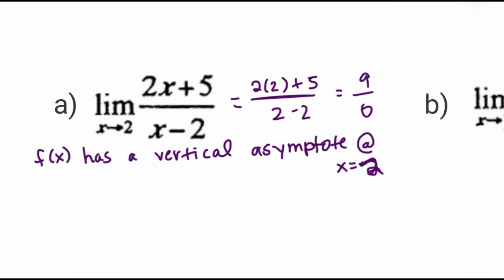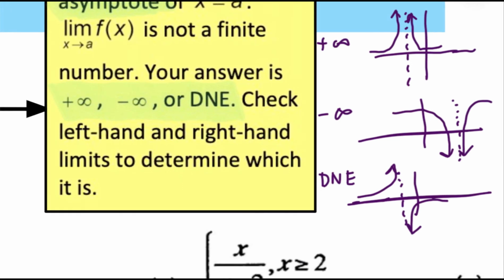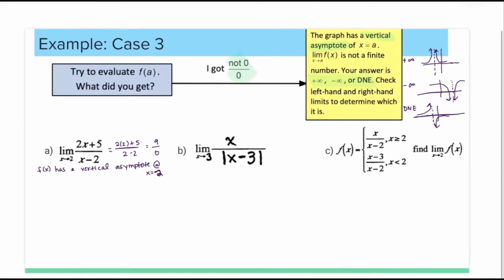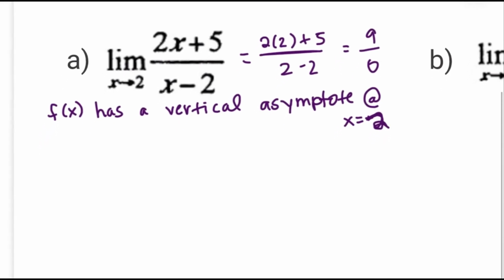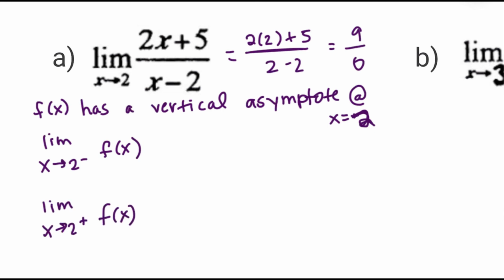So I need to determine at my asymptote, are the graphs both going up, are they both going down, or are they going in different directions? So that means I need to check out the function from the left and the right. Okay, so I'm gonna find the limit as x approaches 2 from the left of f of x, and I'm gonna find the limit as x approaches 2 from the right of f of x.